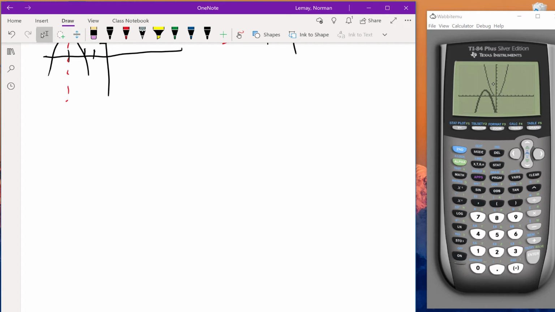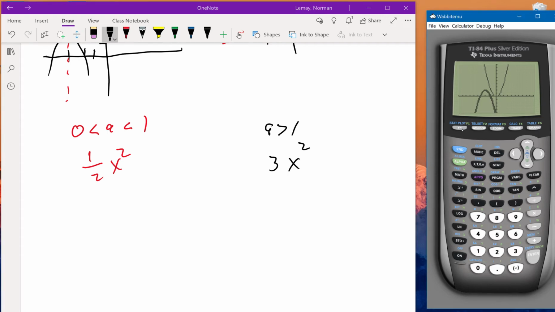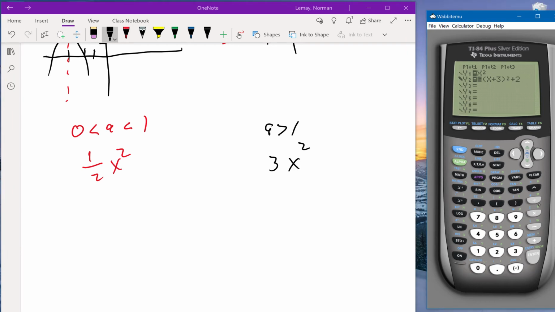All right, so what I'd like to do is to take a look at what happens when we have a number between 0 and 1. So I want to take a look at 1/2 x squared, and then I want to take a look at what happens when I have a number bigger than 1. So I'm going to take a look at 3x squared. We're going to take a look at these one at a time and see how each one of these numbers has an effect. Okay, so I'm going to clear this.